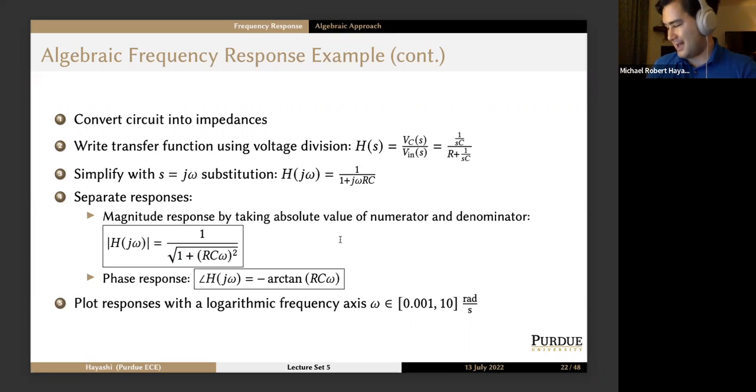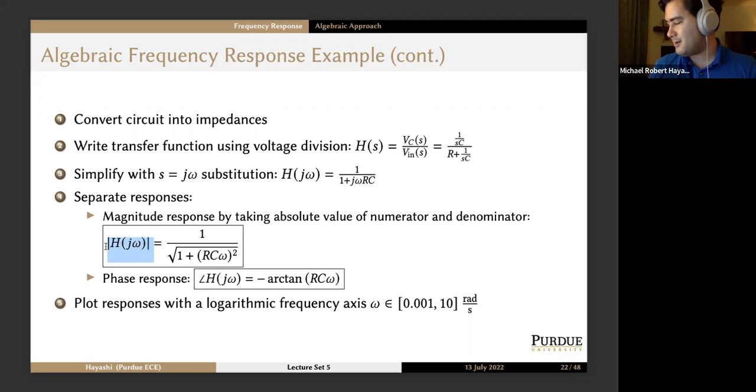So you're going to get that 20 log 10 of H of j omega equals negative 20 log base 10 of omega plus K, where K is a constant, in this case negative 20 log 10 of R times C, because you can break a product inside a logarithm into a sum of logarithms.